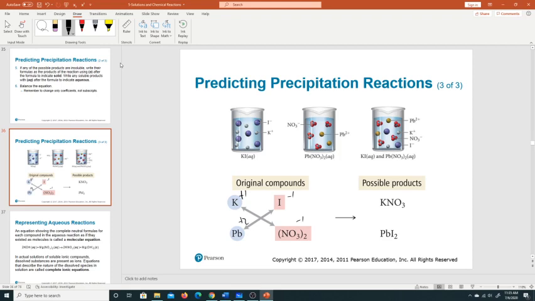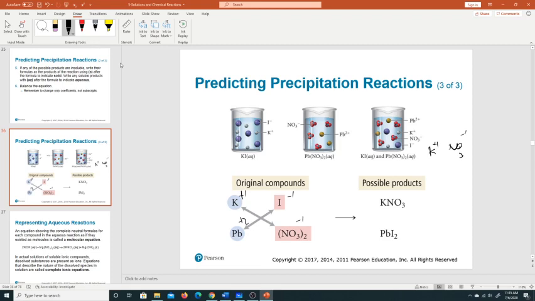So basically, potassium can combine with nitrate, and lead can combine with iodine. So we get K goes with NO3, and Pb goes with I. How do you find the subscripts? Well, K is +1 and NO3 is -1. Because the charges cancel, we just make KNO3.